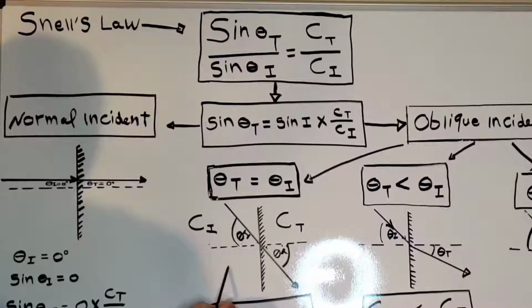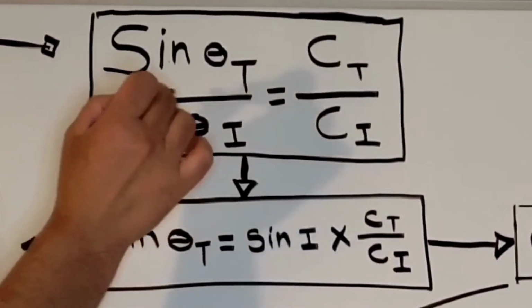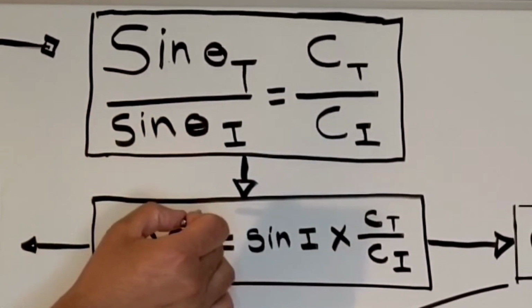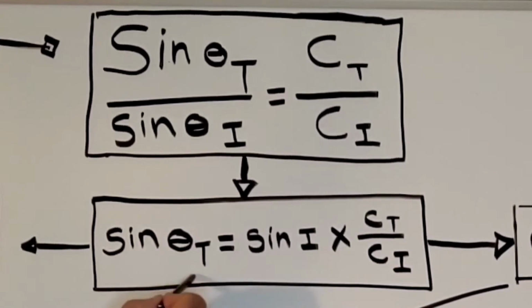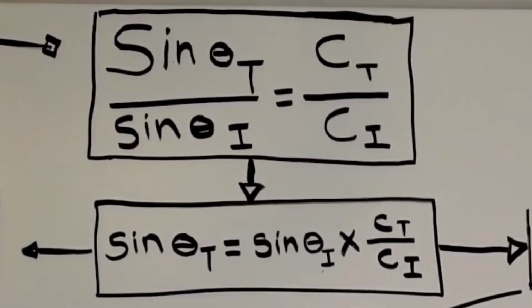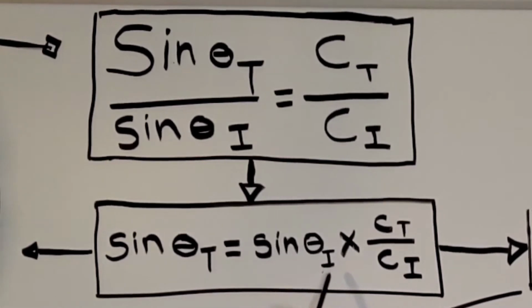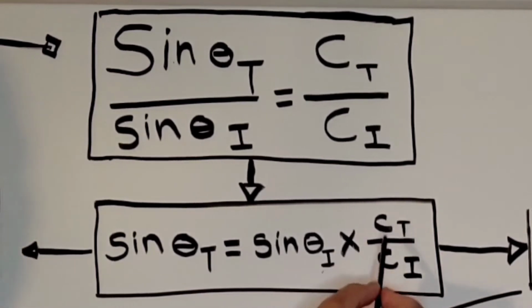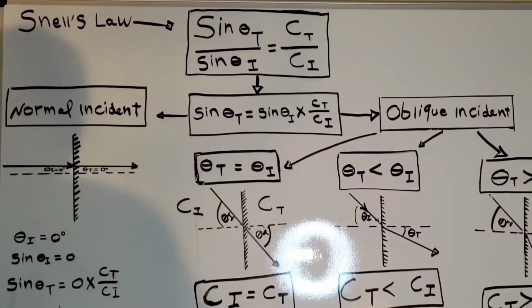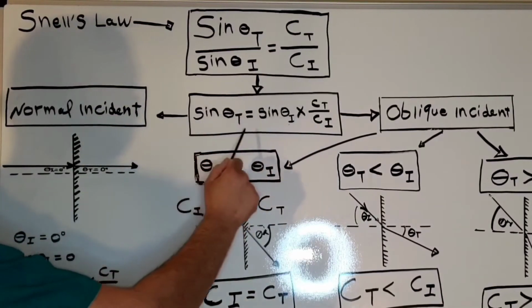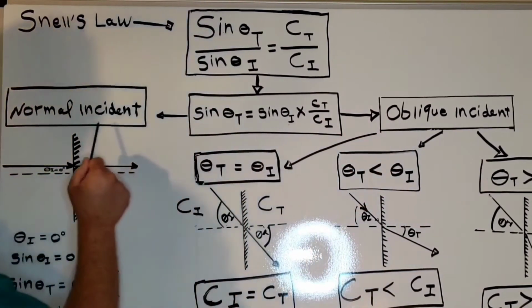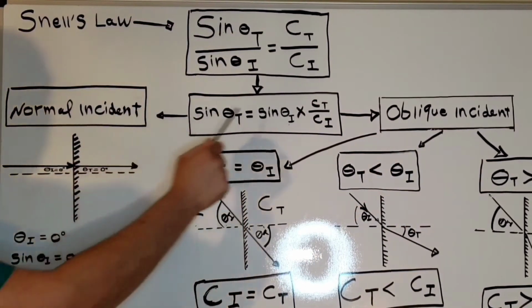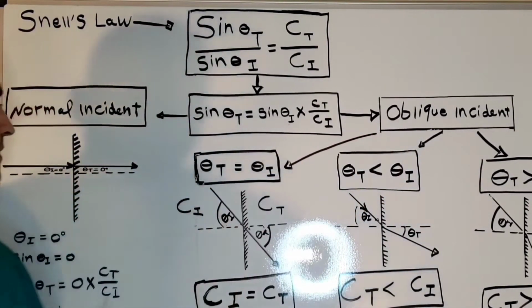We can rewrite Snell's law in another form in order to more easily calculate the angle of transmission. So we can say that sine theta t equals sine theta i multiplied by ct divided by ci. And we can use this to determine the angle of transmission in both the oblique incident and the normal incident. So we'll start first with the oblique incident.